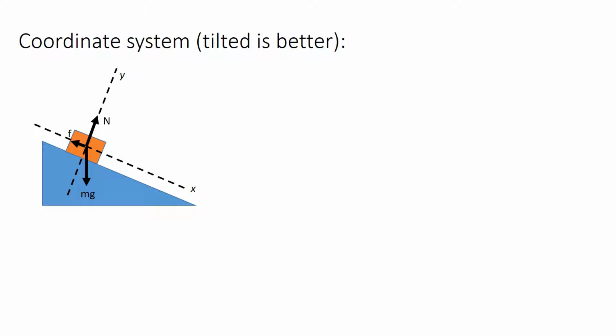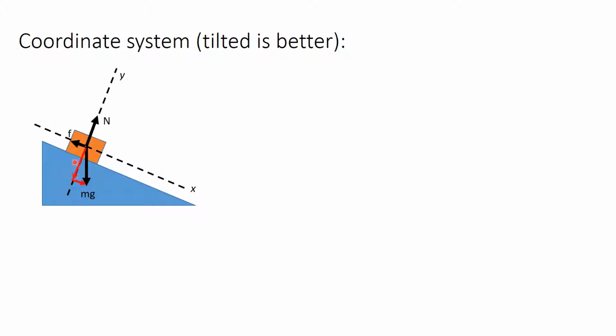We choose a coordinate system that essentially simplifies or reduces the number of components that we have to calculate, x and y components. So in this case, a tilted coordinate system works best because it forces the friction vector to lie completely along the x-axis, thereby not having a y component. And at the same time, it forces the normal vector to lie completely along the y-axis, therefore not having an x component. And so the only vector that would have both an x and y component will be mg, the gravity vector. And we can find that.